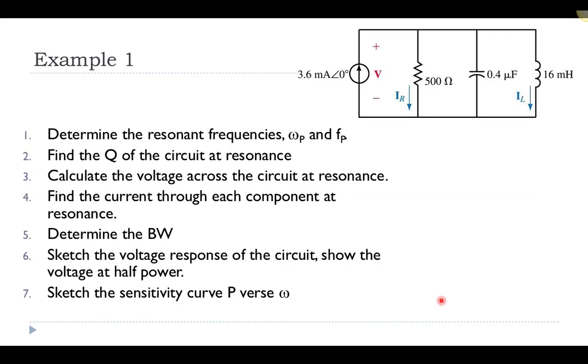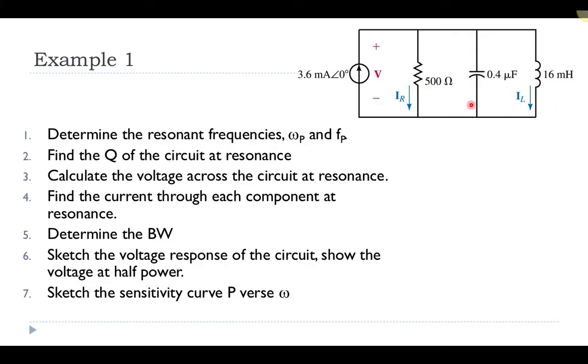In this presentation, we consider some examples of AC parallel resonance circuits. So in this particular example, we have a current source that is 3.6 milliamps, phase angle of 0. Of course, there is some voltage across that current source because these are all connected. The resistor, the capacitor, and the inductor are all connected in parallel with one another.